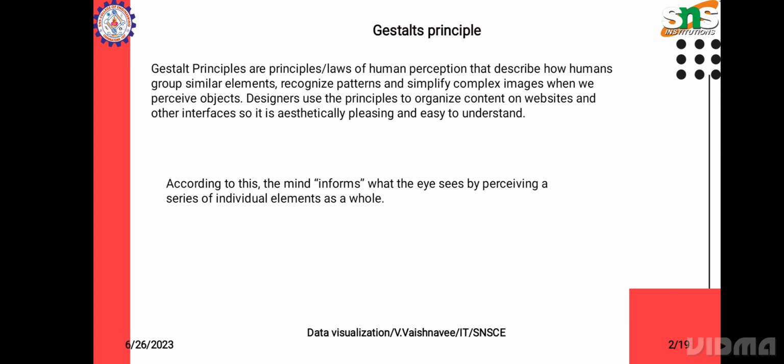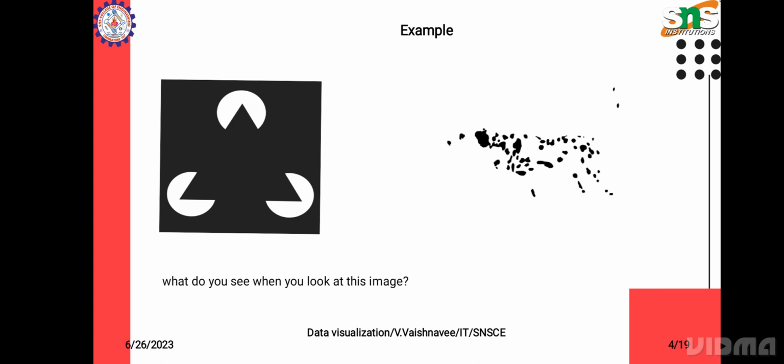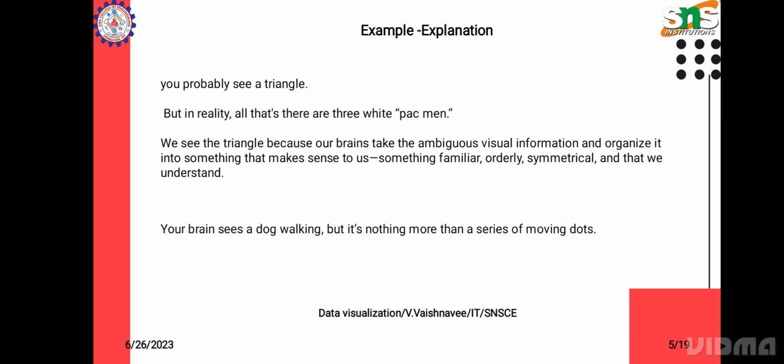So here, when we look at something, we look at a series of individual elements as a whole. The 7 Gestalt principles are closure, common fate, continuation, similarity, figure ground, and proximity. When you look at these images, at first we see a triangle and a circle, but there are 3 Pac-Man shapes. In the next image, you see that a dog is running, but it is a collection of dots. Our eye collects all the individual dots and forms a shape, making it feel as if the dog is moving.